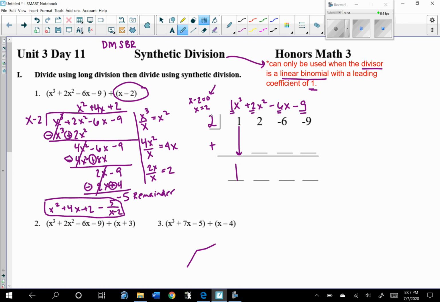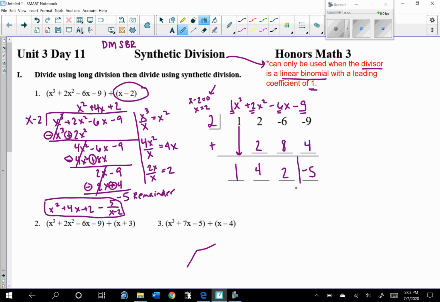times the number in the box. So 1 times 2 is 2, and then you add these together to get 4. And then 4 times the 2 is the next step, which is 8. Add the negative 6 plus the 8, which gives us 2. 2 times 2 is 4. Add these together to get negative 5. So now that we have this part right here, that last number is always the remainder.